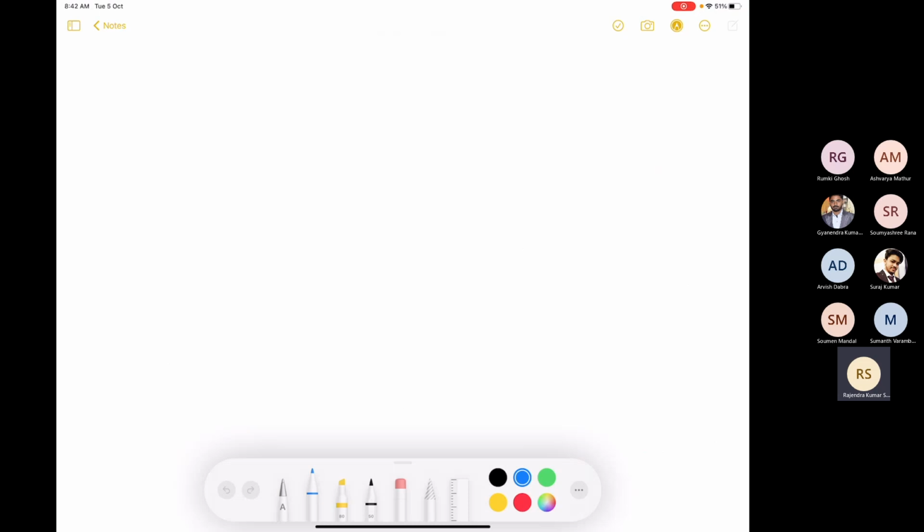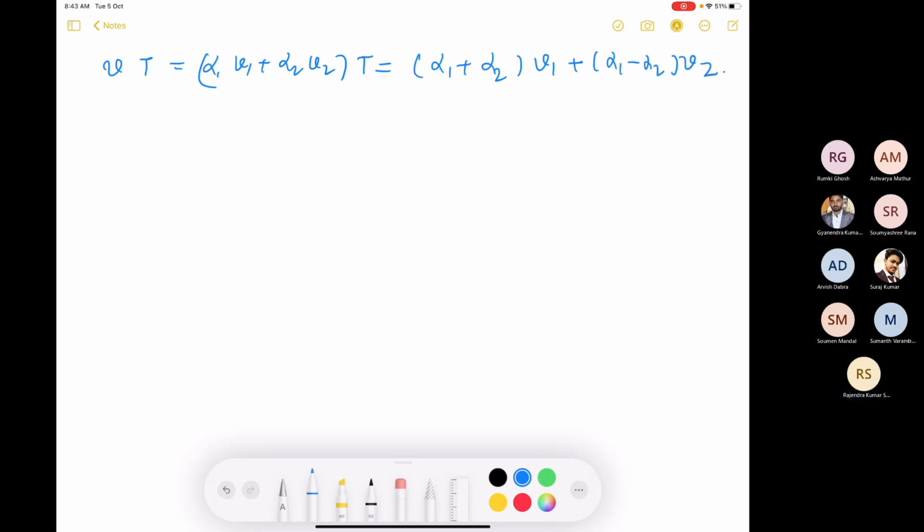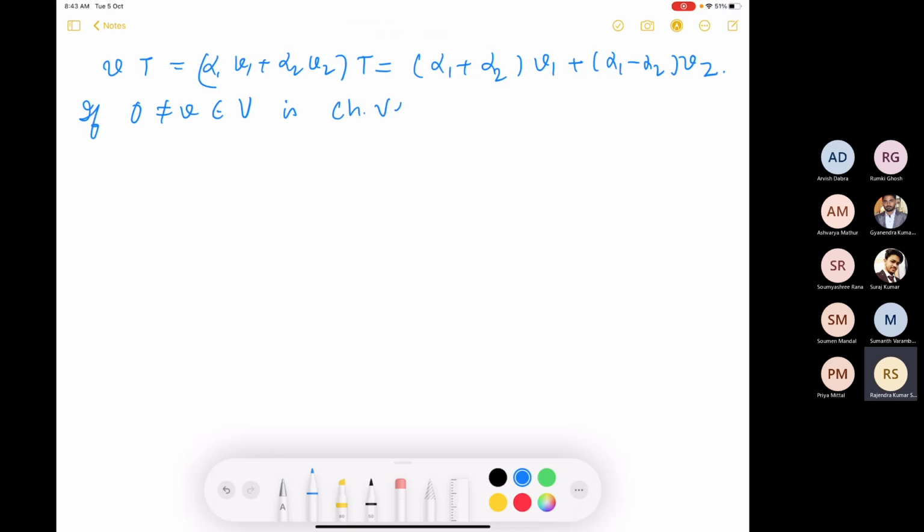So what we have got here is that vT is equal to alpha 1 plus alpha 2 v1 plus alpha 1 minus alpha 2 v2. Now this is the linear transformation, and if v is a characteristic vector of T with respect to the characteristic root lambda, then vT is equal to lambda v.